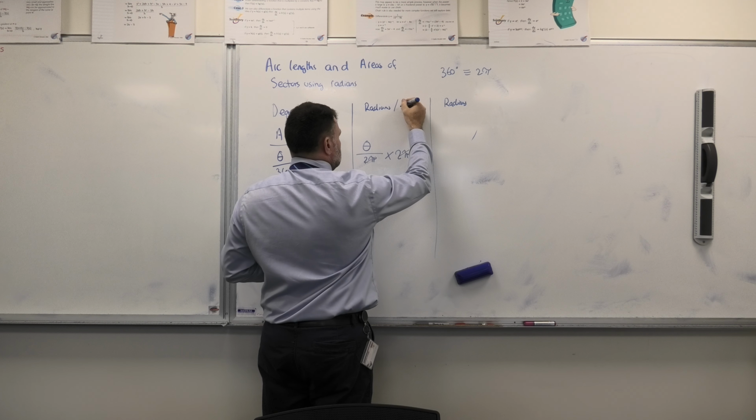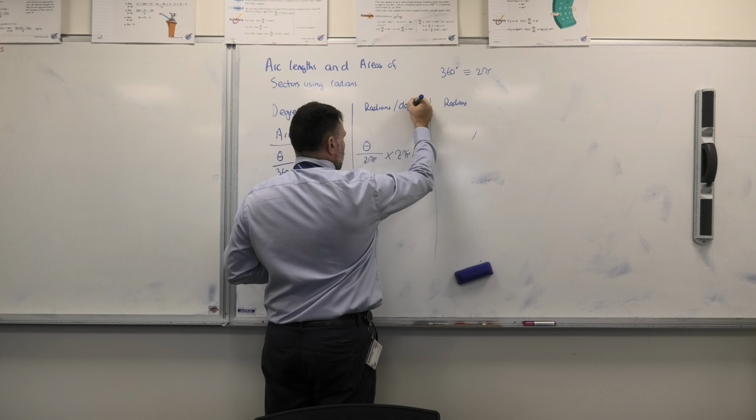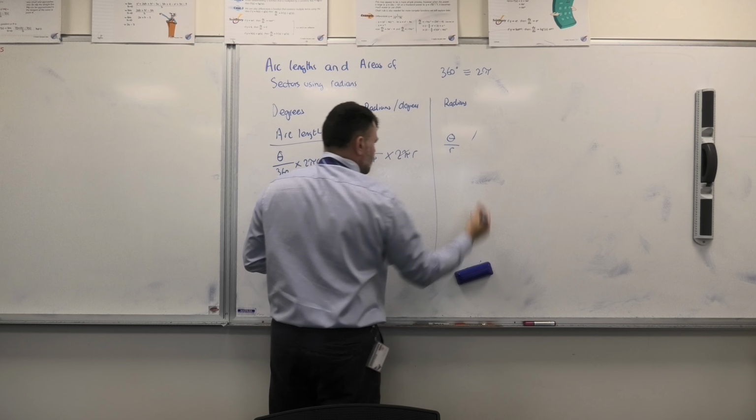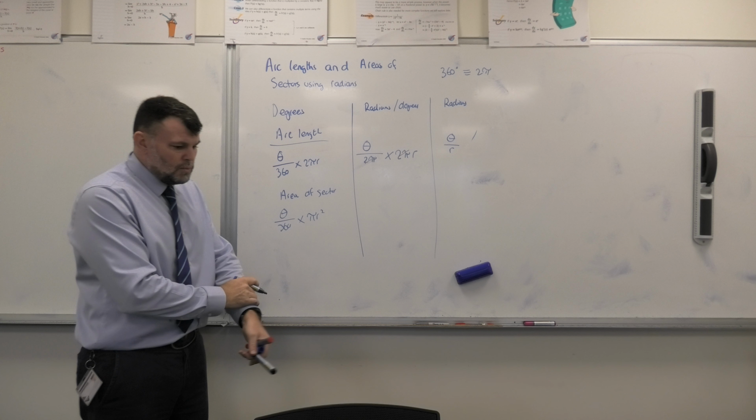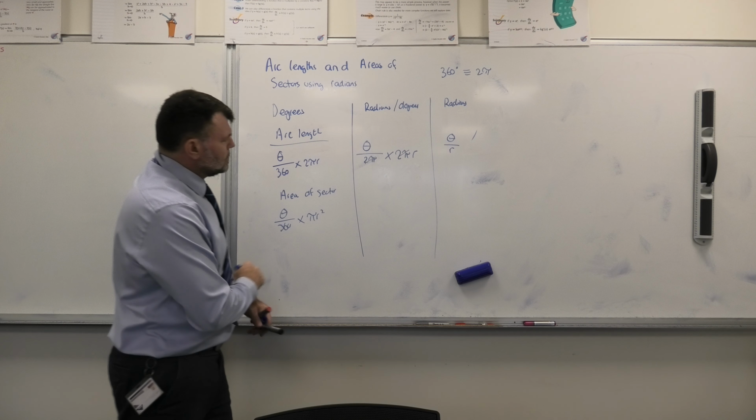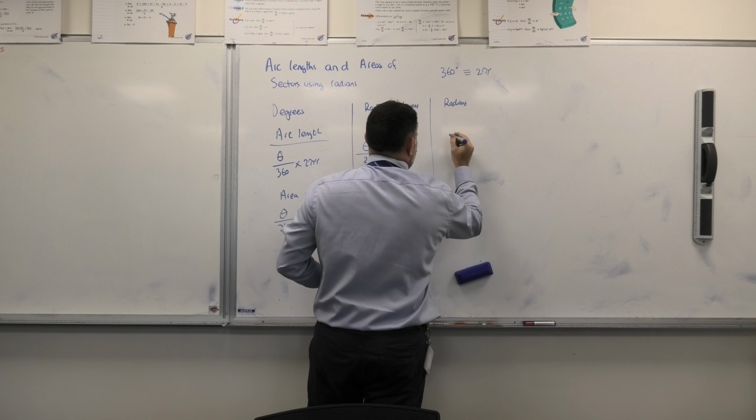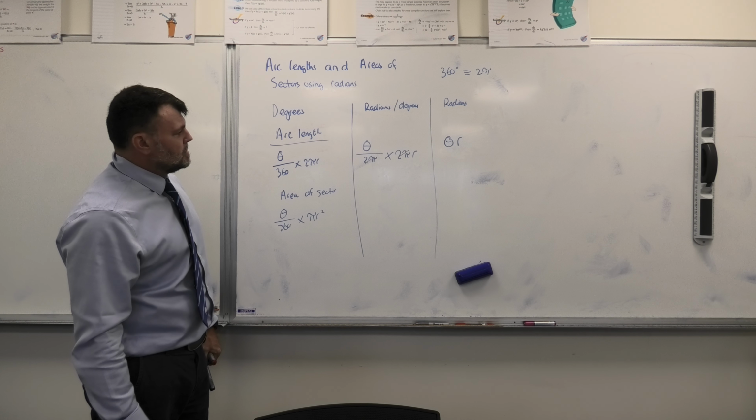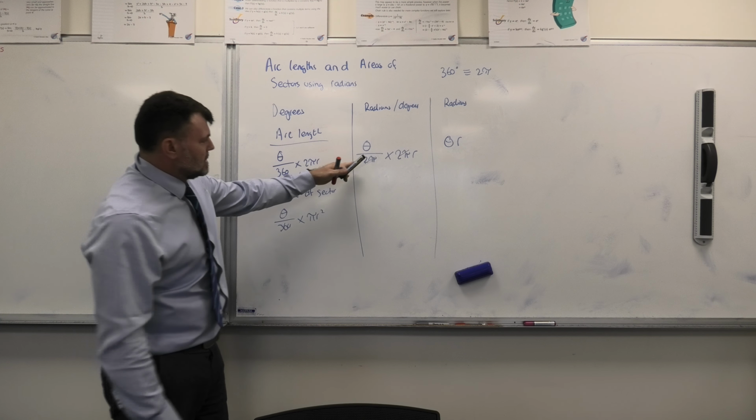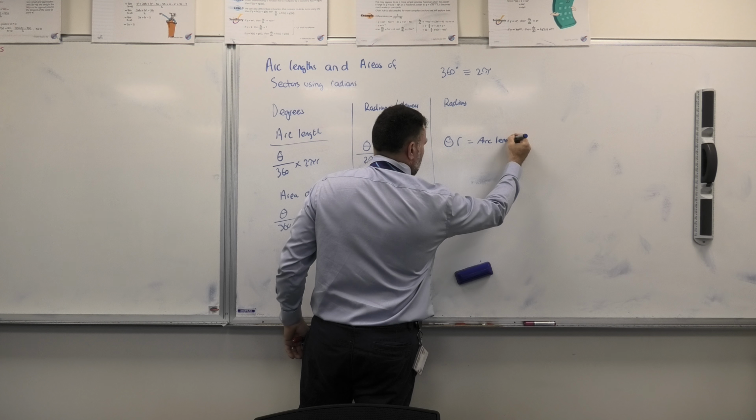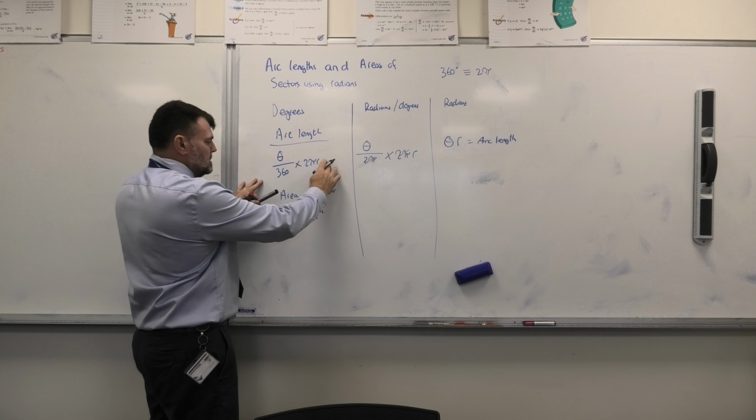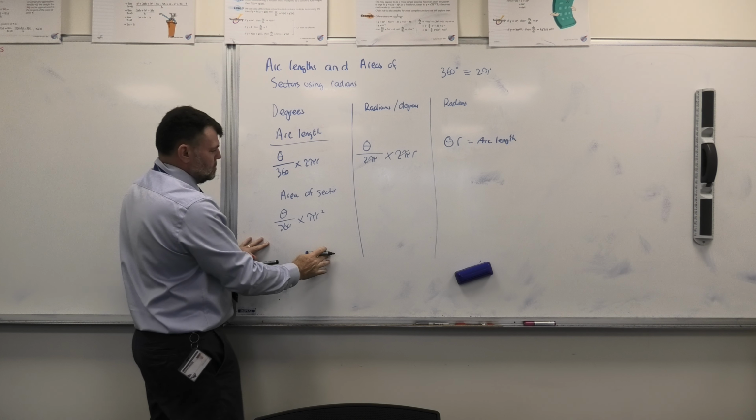So therefore, in radians, going from degrees, we end up just getting theta times r, which is what we would have as our arc length. Sorry, I'm thinking of area. For arc length it's just theta times r, because these two cancel out. So this is how we would work out arc length in radians. So it's basically the same process. Same thing will come when it comes to area.